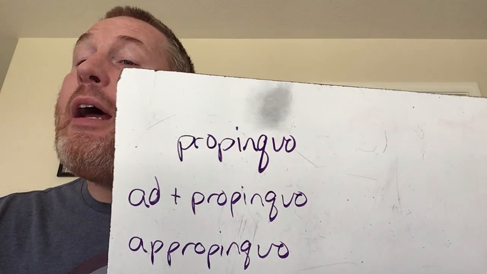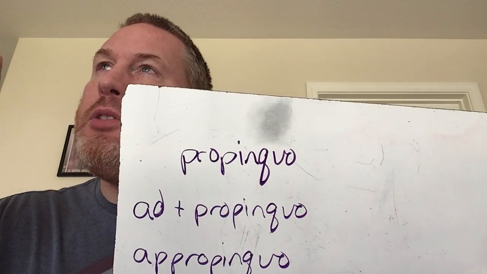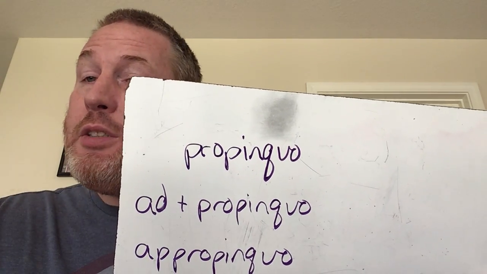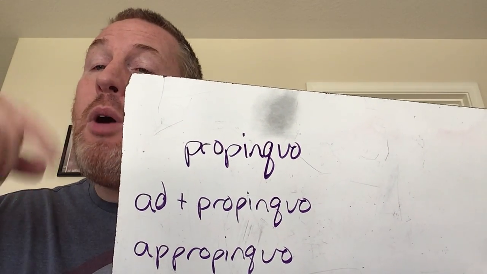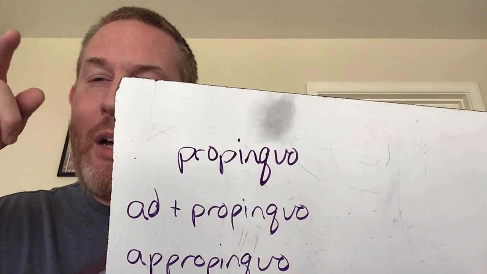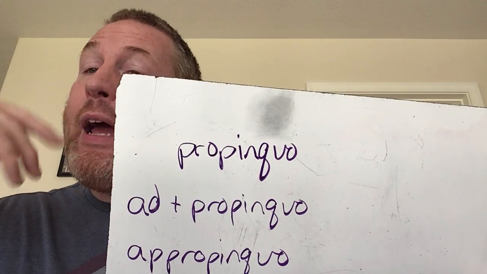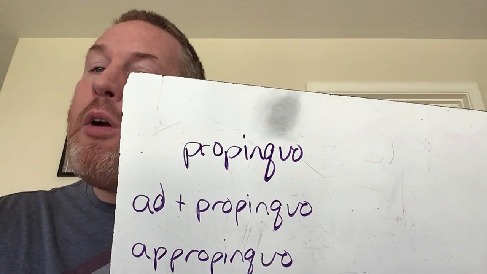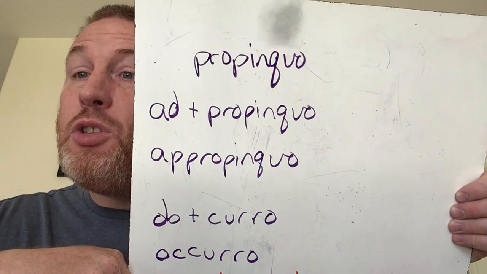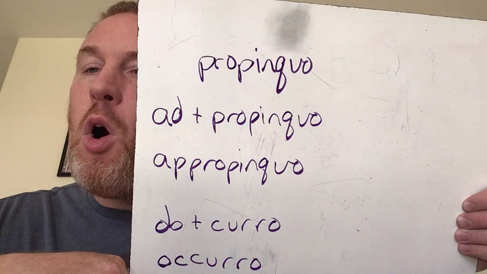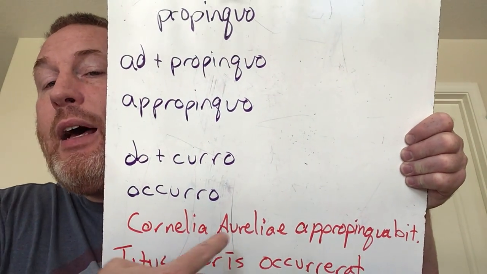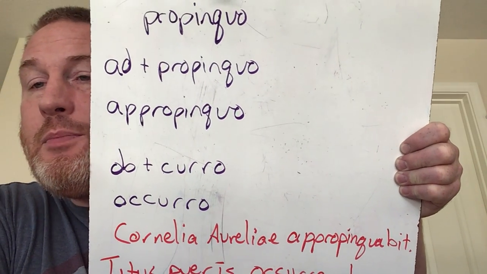Apropinquavi, apropinquatum. Now, you have seen apropinquaturum. You have seen people approaching toward something. So you'll see apropinquo ad arborem, but you've never seen apropinquo arborem because it doesn't work that way. It would have to take a dative. So you either add its preposition back to it, or you take the dative. We also have ob plus curo turns into occuro, because obcuro, occuro. That's how it works.